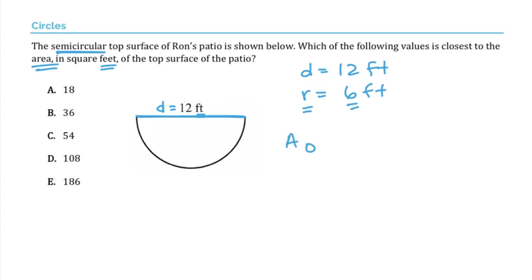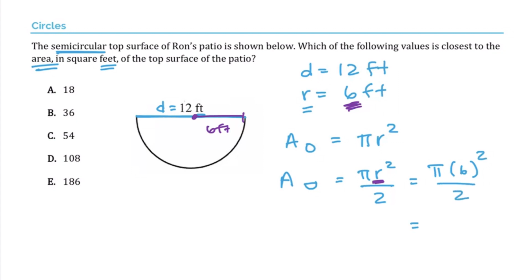Then we know that the area of a circle is pi r squared, which means that the area of half of a circle is going to be pi r squared divided by 2. So now let's plug in what we know. The radius was 6 feet, right? Right here, this part was 6, so I'm going to plug that in for r. So I'm going to have pi times the radius of 6 squared divided by 2. Let's do the 6 squared on top first. 6 squared is 36. So I have 36 pi on top divided by 2. 36 divided by 2 is 18 times pi.